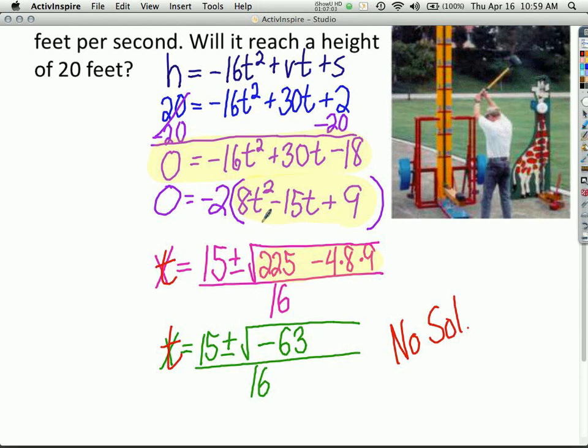T stands for what? Time. What that means is there's no time that we can find where this object is at 20 feet. There's no point in time when the object is at 20 feet. Since there's no point in time when that happens, the answer is no. It will not reach a height of 20 feet. So, Melinda, you were absolutely correct. The answer is no. It was an actual yes or no question, but it's not a guessing game. This is all the work that supports this answer.